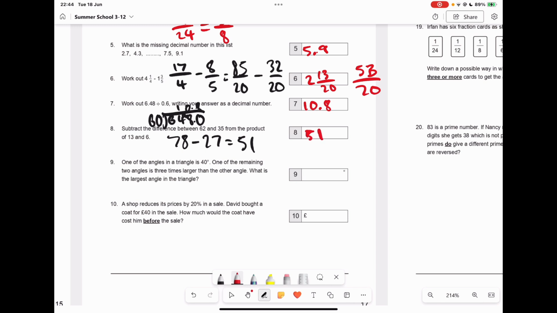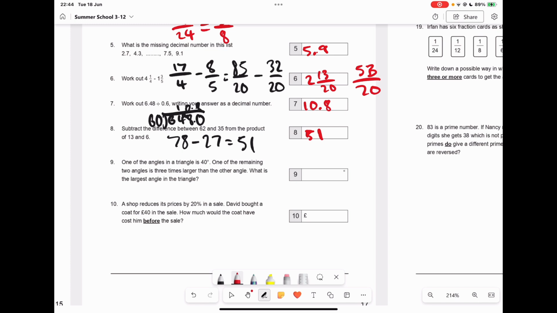So 51. Okay, one of the angles in a triangle is 40 degrees, and the other two remaining angles, one is 3 times larger than the other angle. So, what is the largest angle in the triangle? Okay.